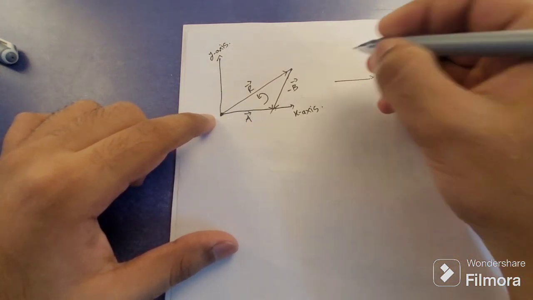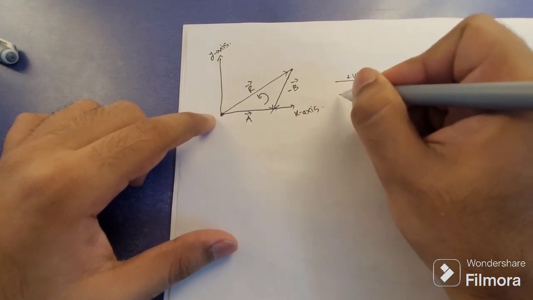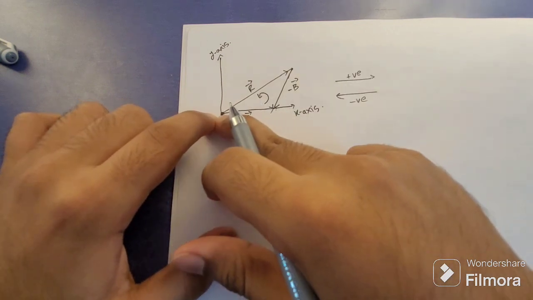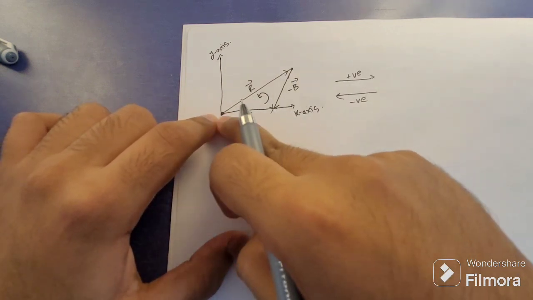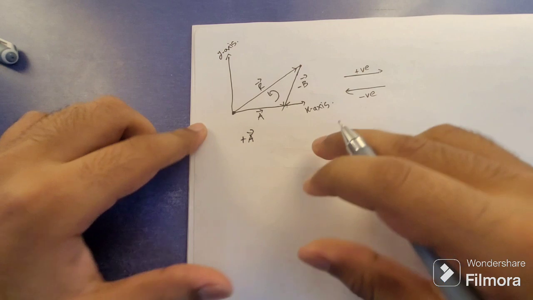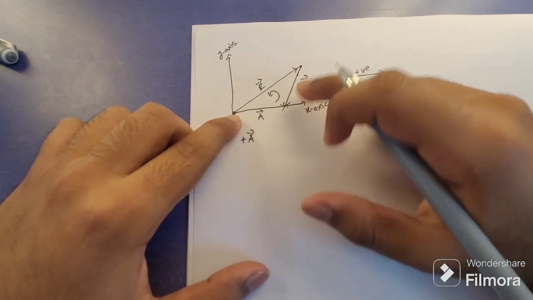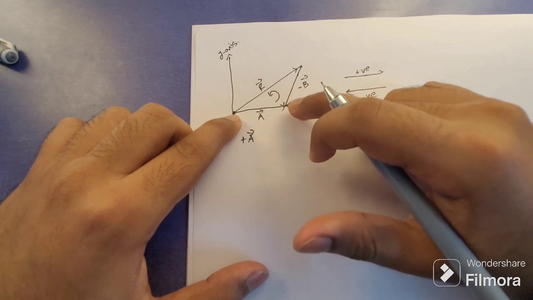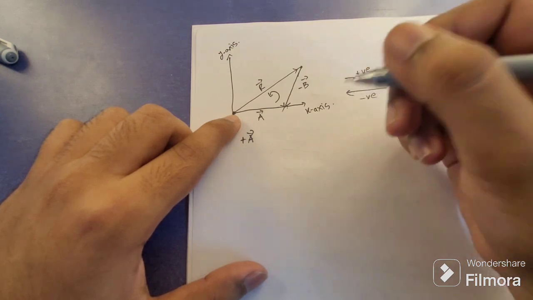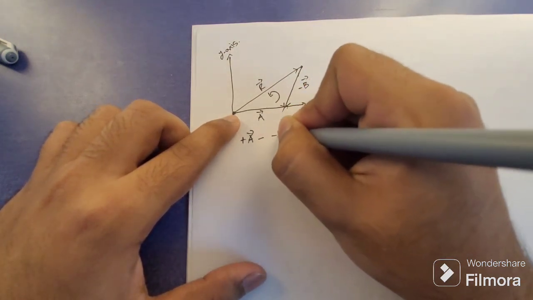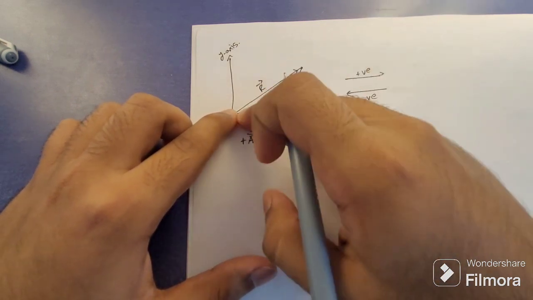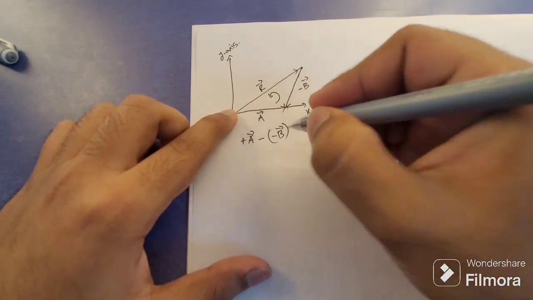while using the points that if I go along the direction of a vector, I'll take it as positive. If I go against the direction of a vector, I'll take it as negative. So the first side is a vector and I'm going along its direction, so I'll write it as plus a vector. The second side is b vector, I'm going against its direction, and so I'll write it as minus b vector. And lastly, I'm going against the direction of r vector, so I'll write it as minus r vector.